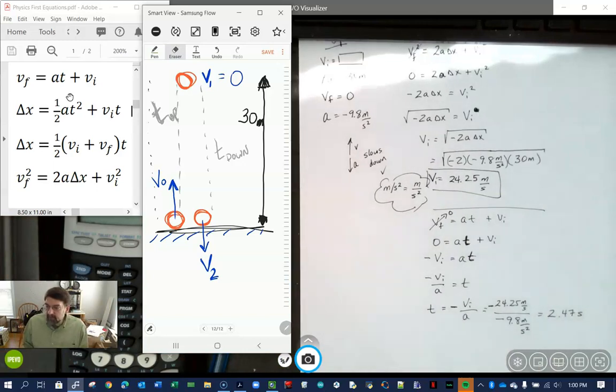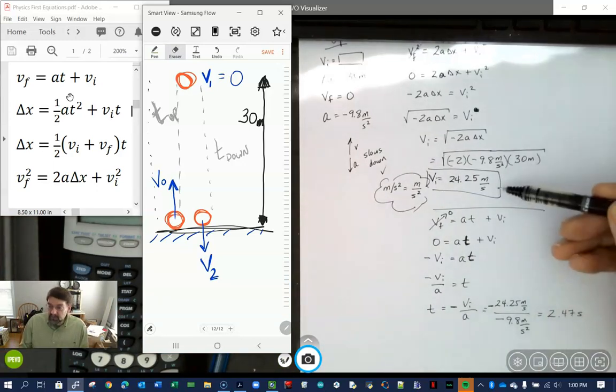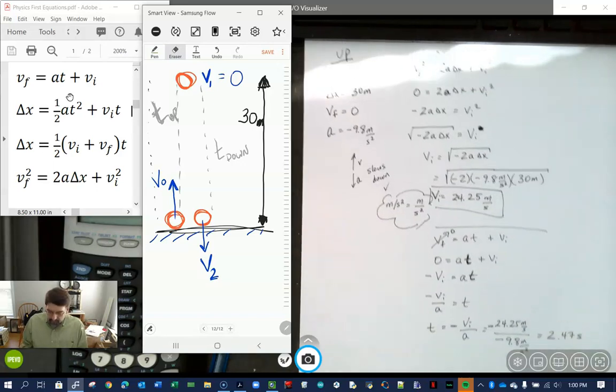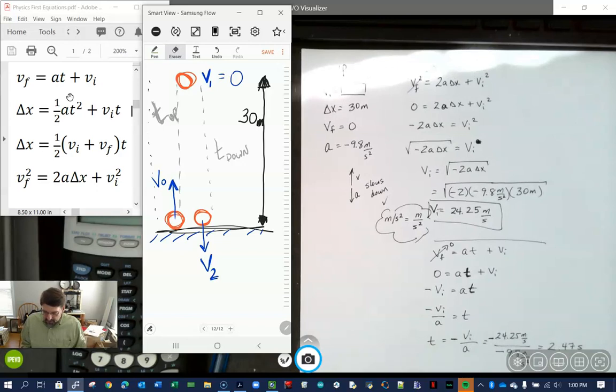All right, so that is our time. That's the time it takes to go up. And this is the velocity it had when it left the ground. All righty? Okay, perfect. So let's do the same thing coming down.